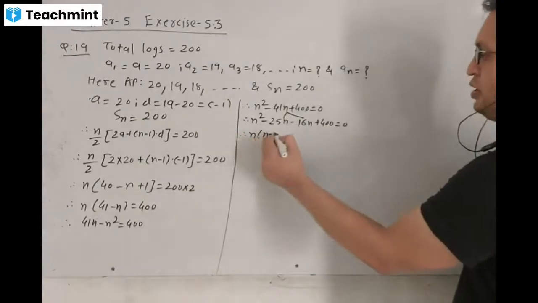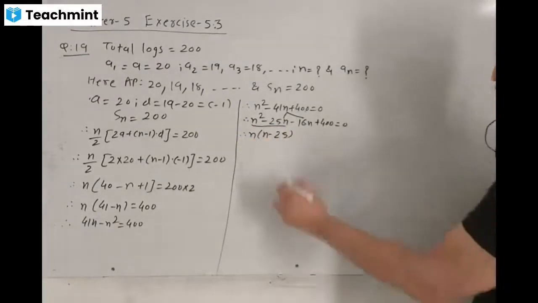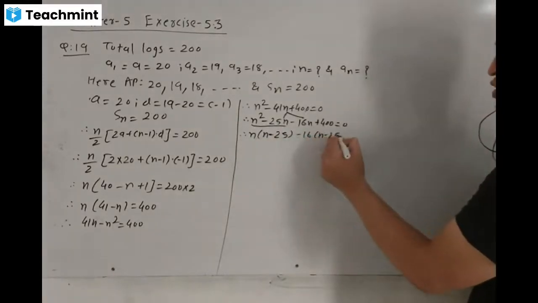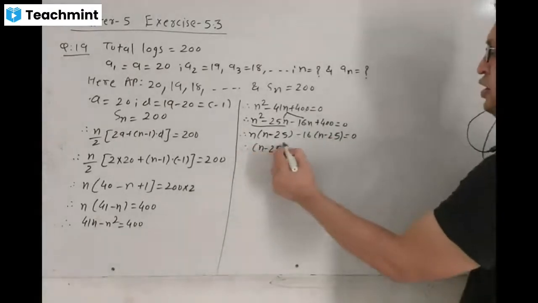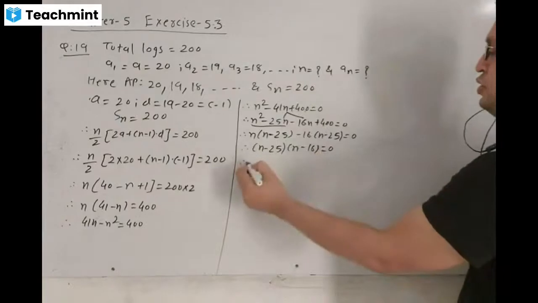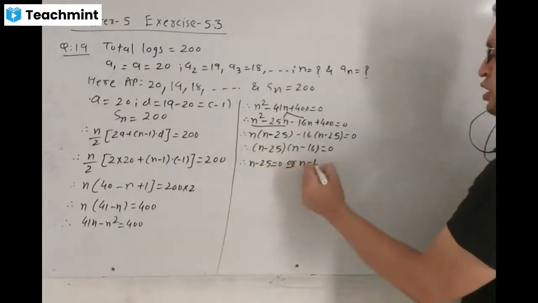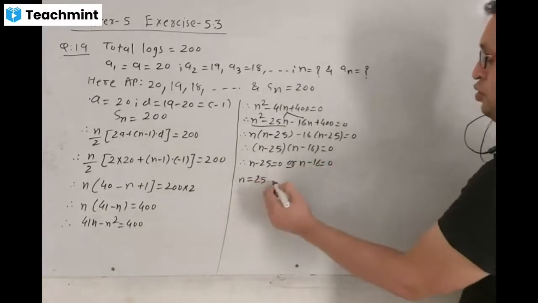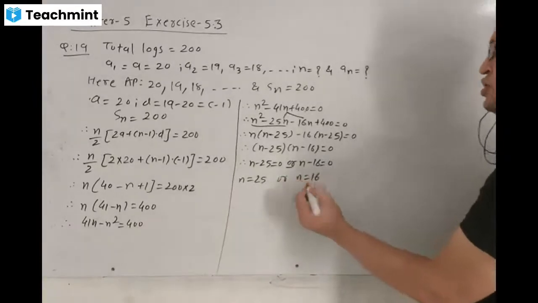Therefore, which term is common? n is common in the first two terms. Remaining terms: n minus 25 and minus 16 common, so (n minus 25)(n minus 16) is equal to 0. Therefore, n minus 25 is equal to 0 or n minus 16 is equal to 0. Therefore, the number of rows is 25 or the number of rows is 16.